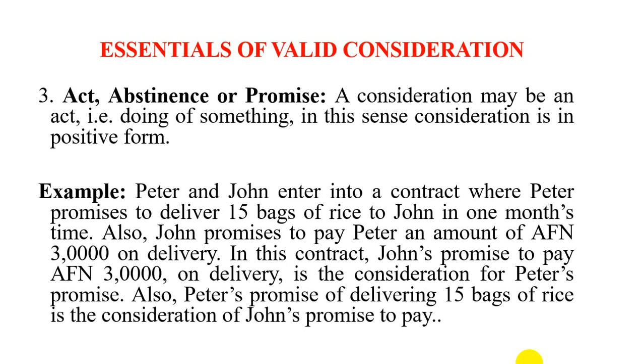Example. Peter and John enter into a contract where Peter promises to deliver 15 bags of rice to John in 1 month's time. Also, John promises to pay Peter an amount of AFN 30,000 on delivery. In this contract, John's promise to pay AFN 30,000 on delivery is the consideration for Peter's promise. Also, Peter's promise of delivering 15 bags of rice is the consideration of John's promise to pay.